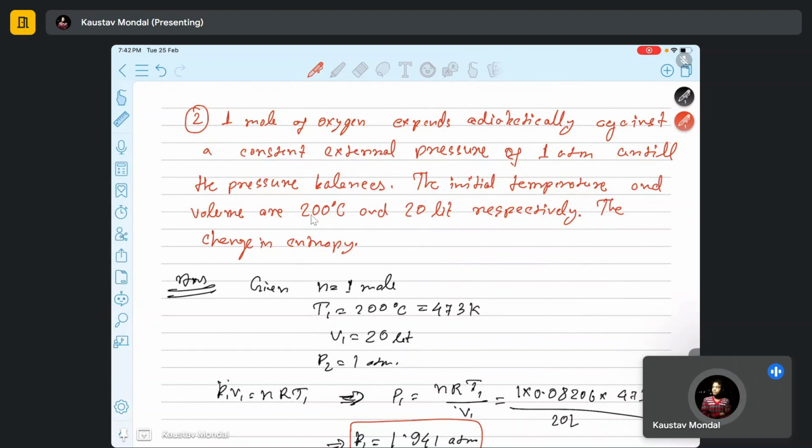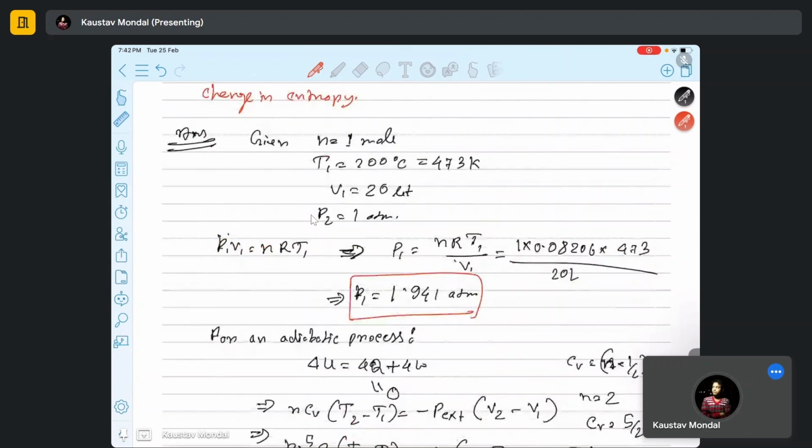Here basically 1 mole of the gas is expanded adiabatically at an external pressure until the pressure rises. So initially the pressure was different from the external pressure, and the initial temperature and volume are also given. So first you have to calculate the initial and final values of pressure, temperature and volume. For the pressure, we can easily calculate it using the ideal gas law, P1 equal to nRT1 by V1, that gives you the initial pressure.